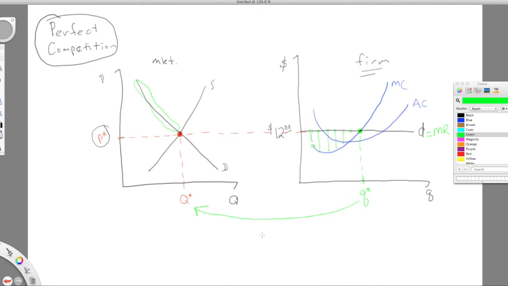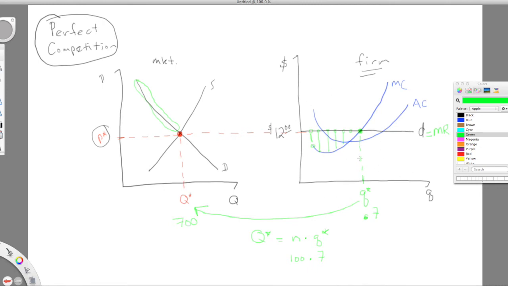The relationship is that big Q star is equal to n, which is the number of firms, times little q star. So if n is, say, 100 firms, and this is 7 bushels, then we can infer that over here this is 700 units. So that's how things work in terms of figuring out what the overall decision looks like.